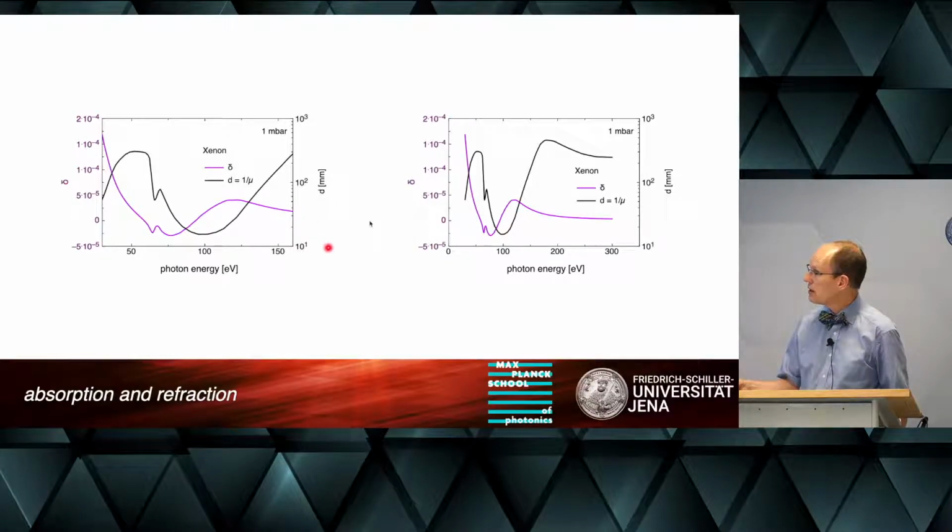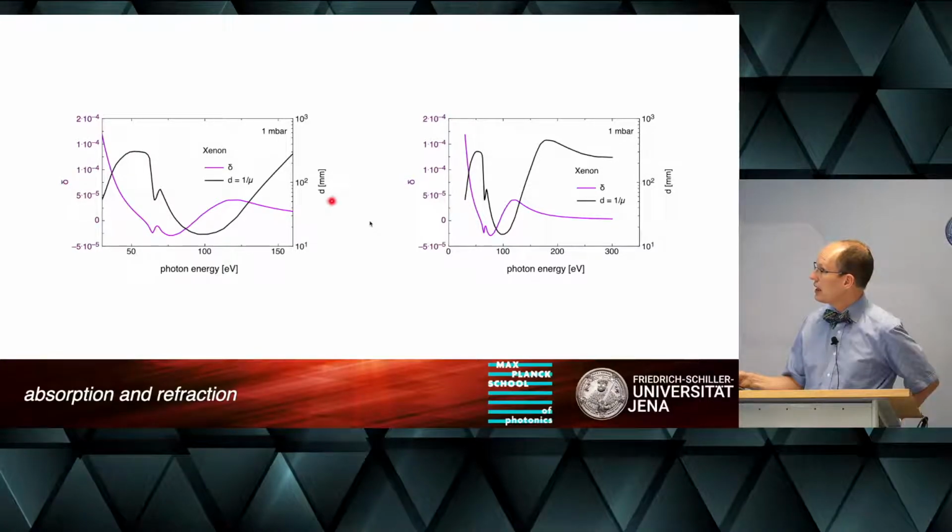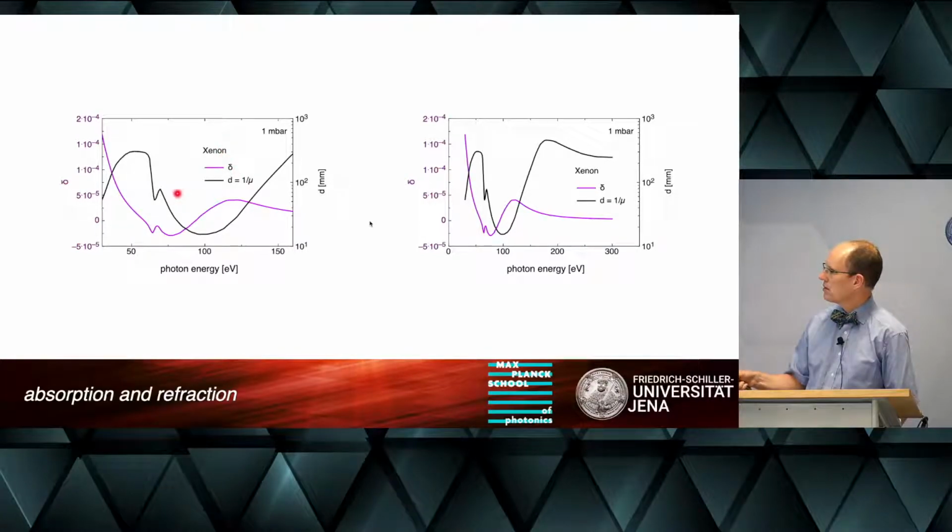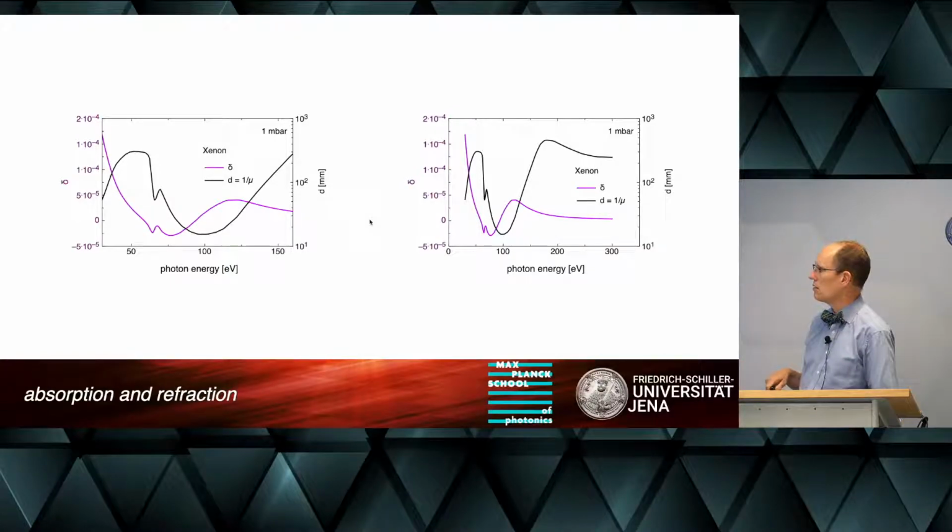What I've plotted here, from data from the Henke tables, is for 1 millibar, the absorption length, where the intensity of the radiation has dropped to 1 over e. And you see for krypton it behaves like that. The pink one is again the refractive index, and both curves are connected by the Kramers-Kronig relations.